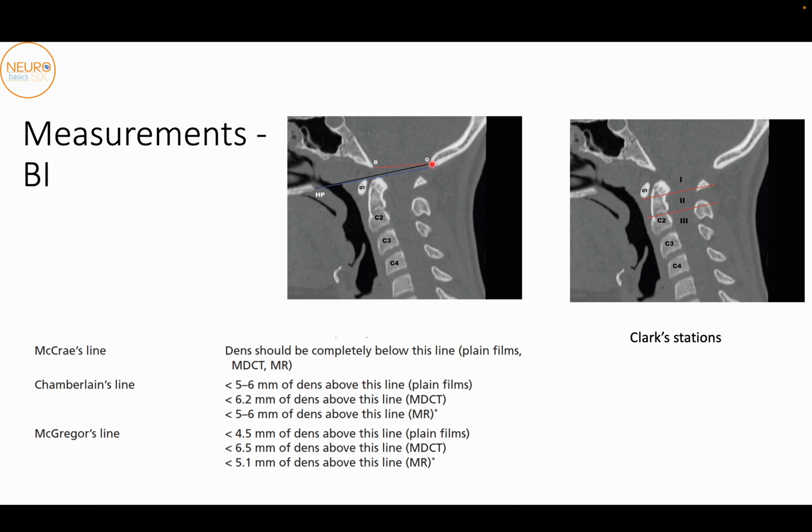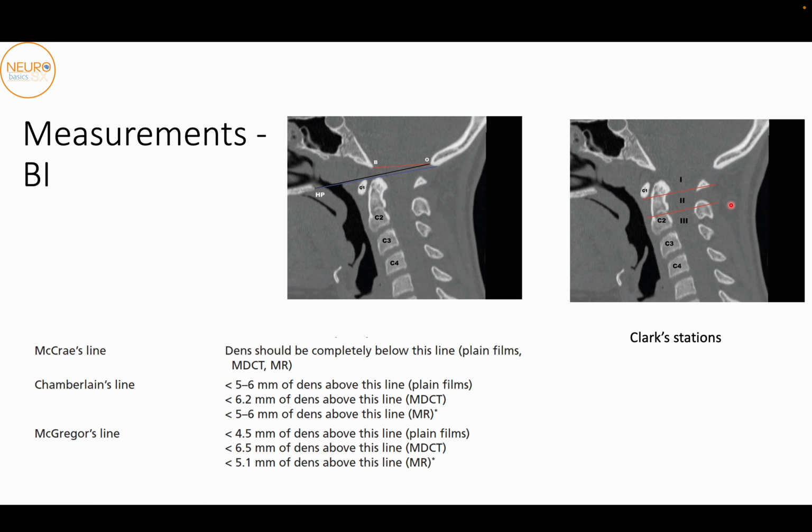But there are times when you're not able to see these. Especially on X-rays, you might not be able to see the basion and opisthion, and you might just be able to see the hard palate. All right, so then you can use other lines like the Chamberlain's line or the McGregor's line. So Chamberlain's line exists from the hard palate to the opisthion, but at times you're not able to see the opisthion. So you can instead take a line to the lowest point of the occipital bone, so that at least you might be able to see properly, right? So the measurements are given over here. As you can make out, the measurements are not the same for X-ray films and for CT. So that has to be kept in mind.